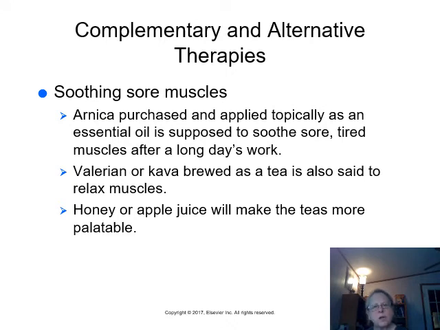So, alternative therapies for soothing sore muscles. You have arnica that can be purchased. It's like an ointment or essential oil where you actually work it into the area that'll soothe the muscle. You have valerian and kava, which could be brewed as a tea, and also help relax those muscles. To make it a little more tasty, you could add honey or apple juice to make it more palatable.